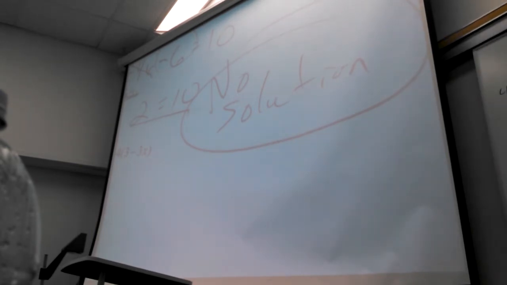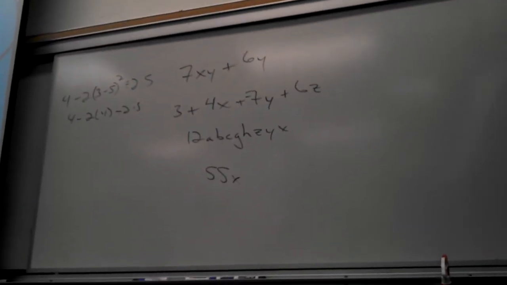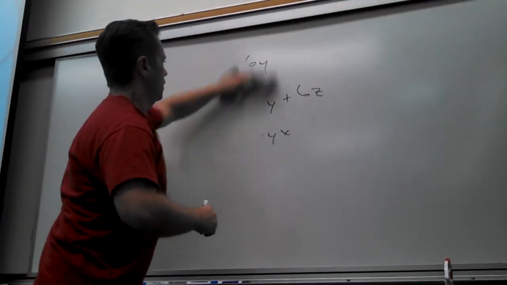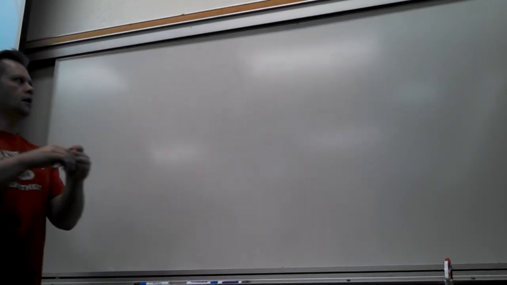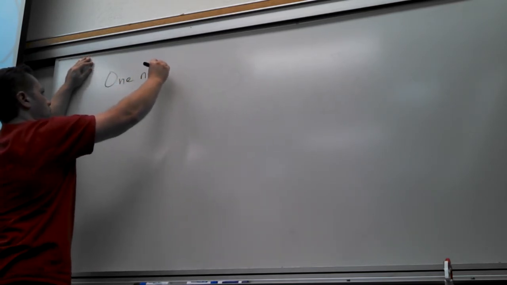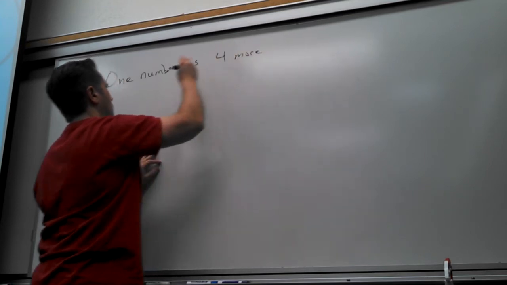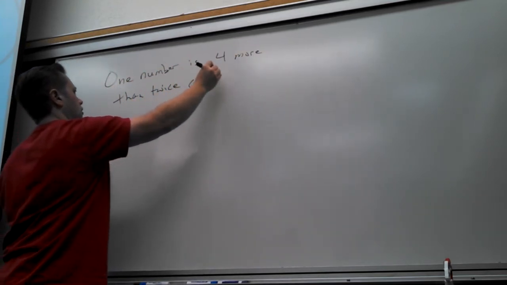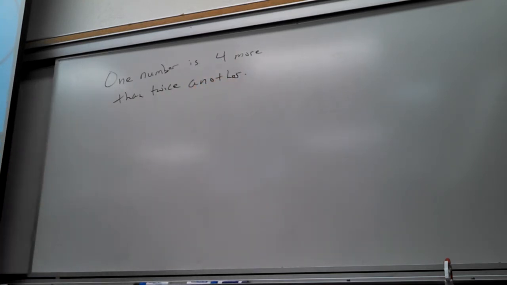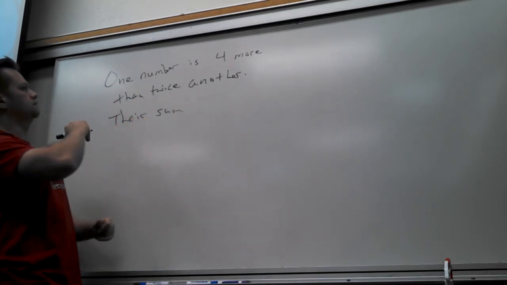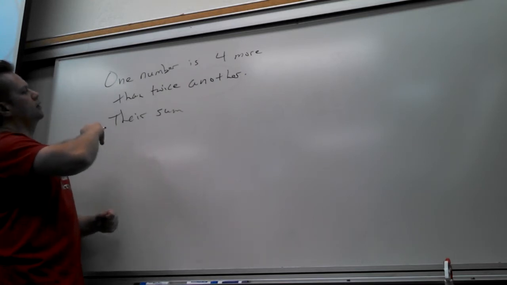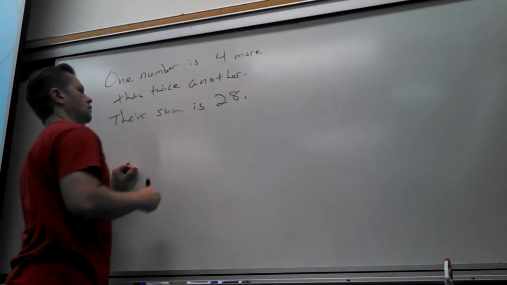So, let me see if I can make this point. Let's try a very straightforward one, this is barely even a word problem, but it's just getting into translations. One number is 4 more than twice another. All right, so this already sounds familiar, right? But let's go. One number is 4 more than twice another number. Their sum is 28. What are the numbers?